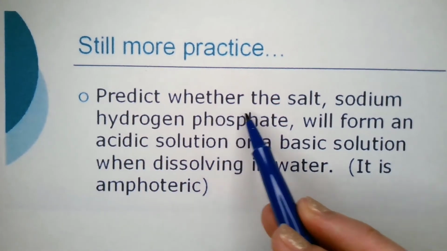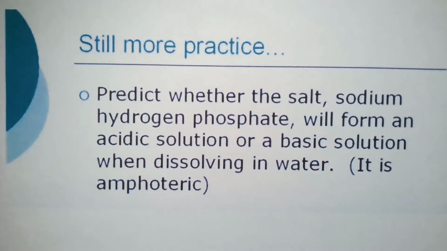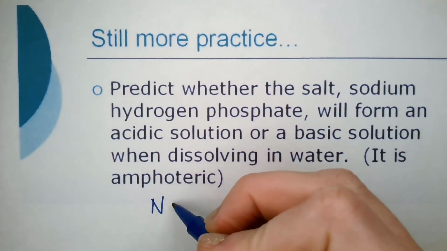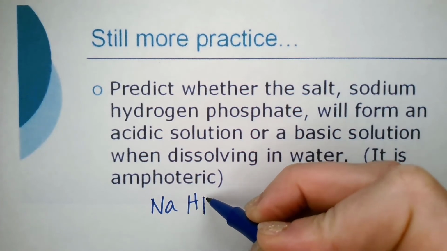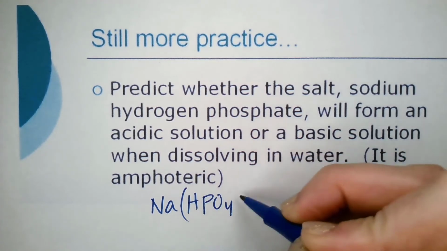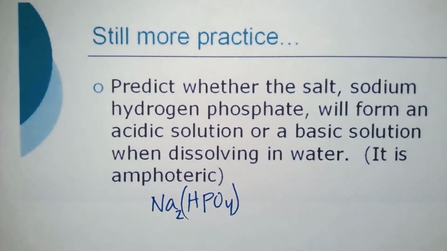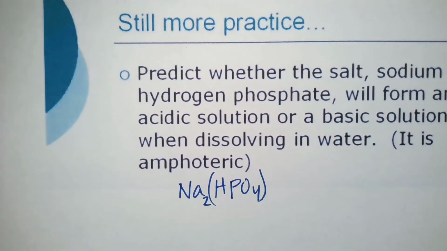All right, let's look at our last practice problem. Practice, practice, practice. That's how you're going to get this. We want to predict whether the salt sodium hydrogen phosphate will form an acidic solution or a basic solution when dissolving in water. It's telling us that it's amphoteric, so it can act as an acid or a base, so we're going to need to do both when solving this. Sodium hydrogen phosphate is Na2HPO4, since the ion is 2 minus.